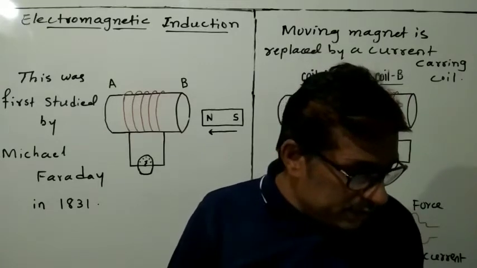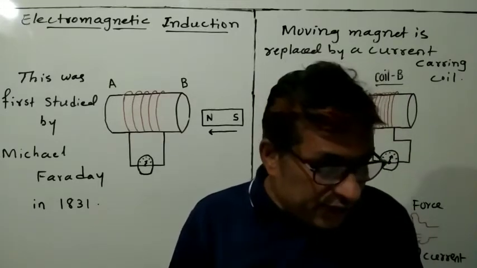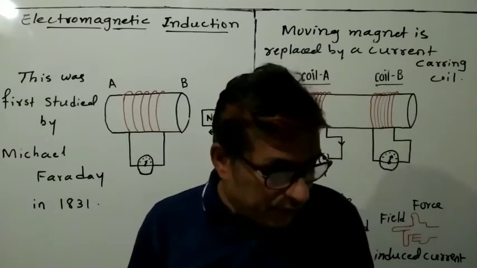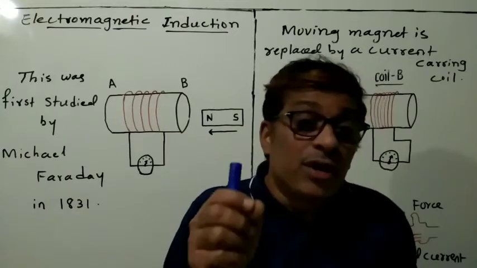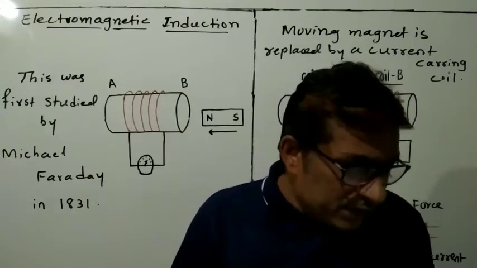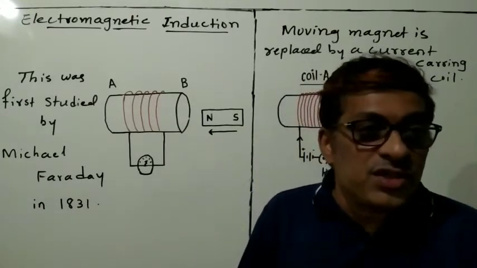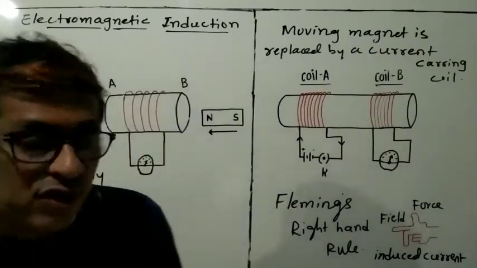You know that when a current carrying conductor is placed in a magnetic field such that the direction of the current is perpendicular to the magnetic field, it experiences a force. This we have studied in the previous video.